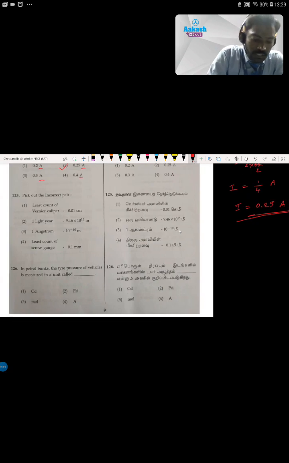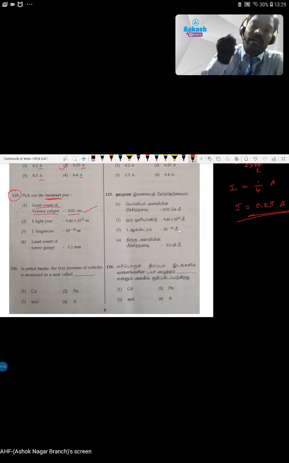Next, question number 125. See students, this is also direct information from the first chapter of 9th class, measurement. Here they are asking to pick the incorrect statement, the incorrect pair. Least count of vernier calipers is 0.01 centimeter or 0.1 millimeter. This is a correct pair only.